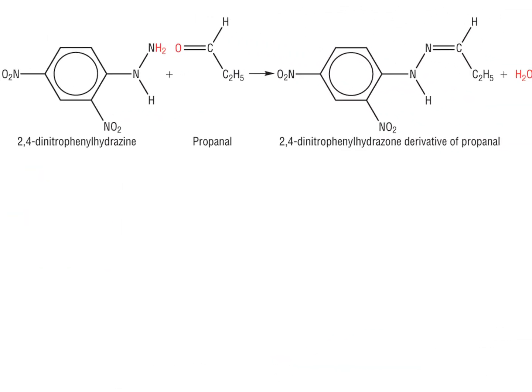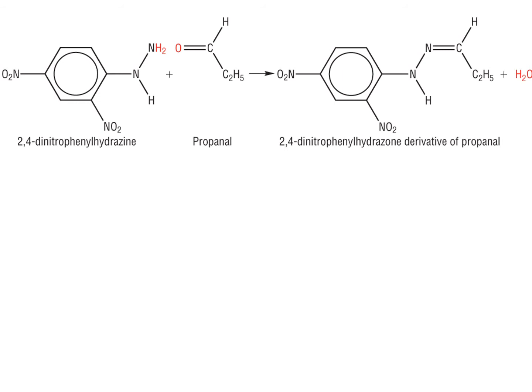Let's have a look at this equation then. This shows the reaction between 2,4-DNP and propanol. So propanol is your carbonyl compound. And you can see on the right hand side we've formed a new product. It's a bigger organic molecule and we've released the small molecule of water. So you can think of this a little bit like a condensation reaction.